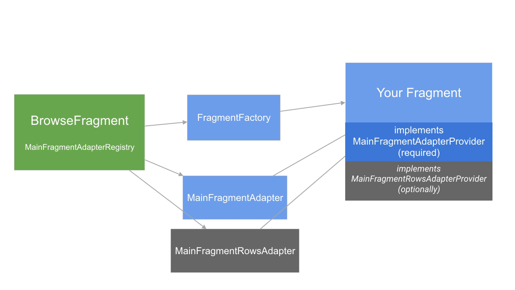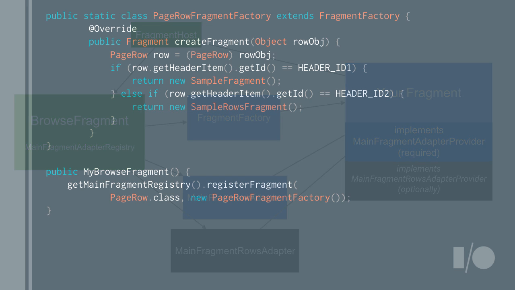Now, these are all different ways BrowseFragment can talk to your fragment. But what if your fragment wanted to talk to BrowseFragment? For that, we provide fragment host, which represents all possible actions that your fragment is allowed to take on BrowseFragment. Now let's take a look at some code.